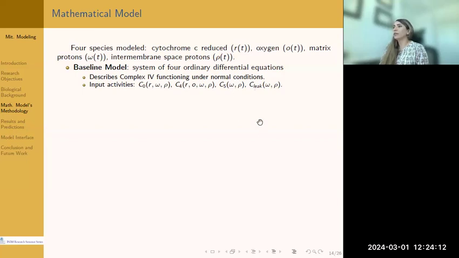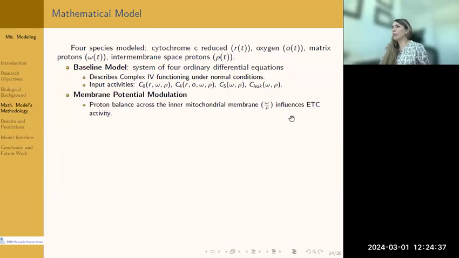The model comprises several components, including the baseline model. The baseline model consists of a system of four ordinary differential equations that describe complex 4 functioning under normal conditions. Input activities include C0, C4, C5, and C-leak. Membrane potential modulation influences the electron transport chain, with the proton balance across the inner mitochondrial membrane, omega over rho, serving as a key factor for the model.